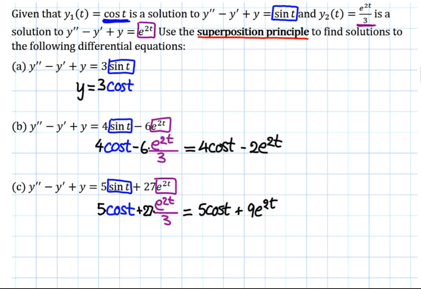It's just a linear combination of its solutions. But notice that, just keep in mind that everything on the left hand side of the equation must be the same.